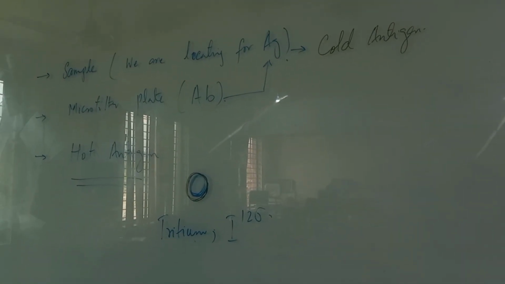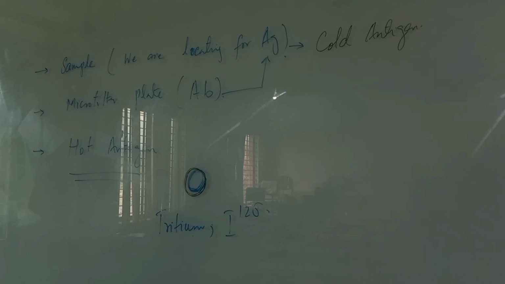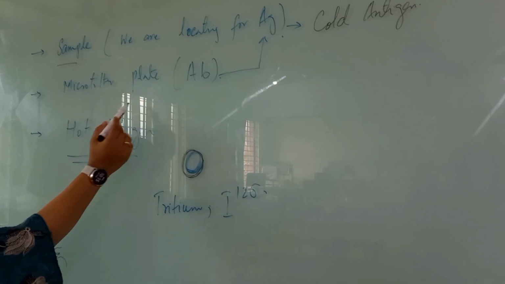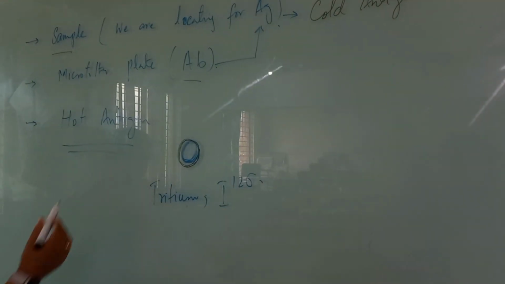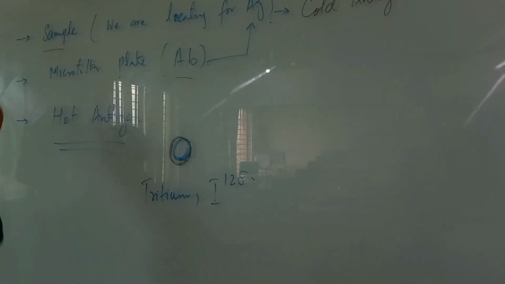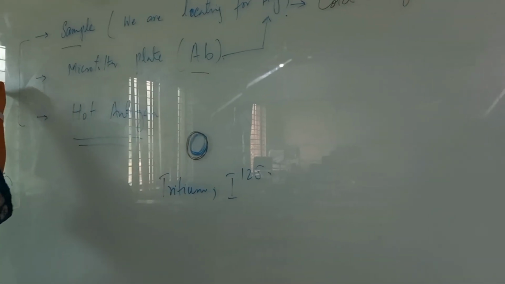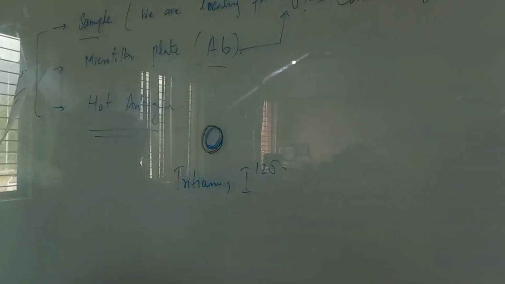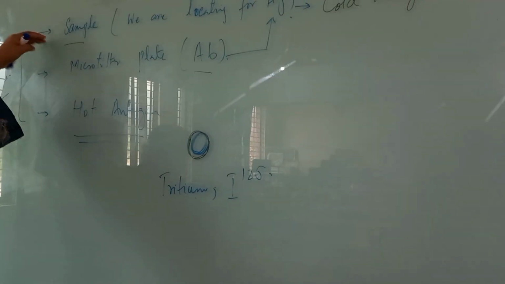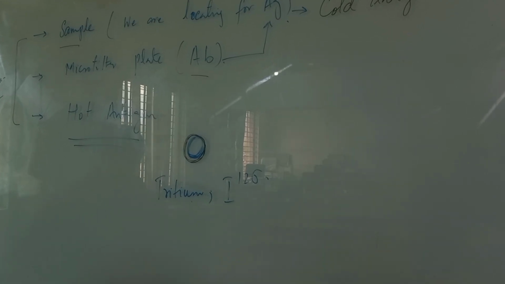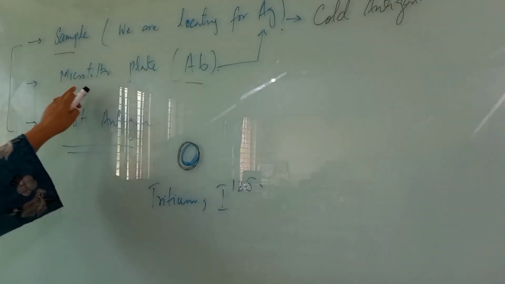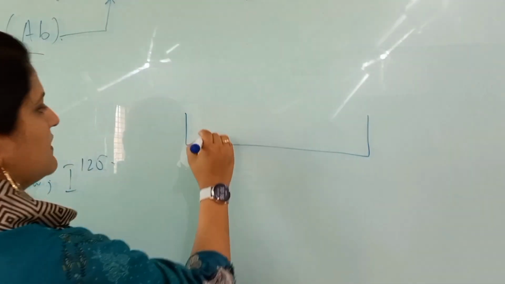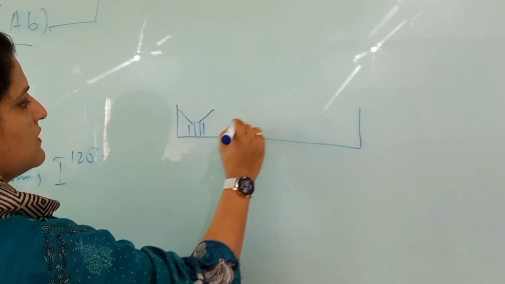And for that, three basic things are required. Number one, the sample with the cold antigen; number two, the microtiter plate coated with the antibody; and number three, a hot antigen. Hot antigen is exactly the same as the cold antigen. The only difference is the radioactivity. This antigen is radioactive, and the antigen that is present in the sample is non-radioactive. So what is the procedure? We need the microtiter plate that is commercially ordered. It has pre-coated antibodies.